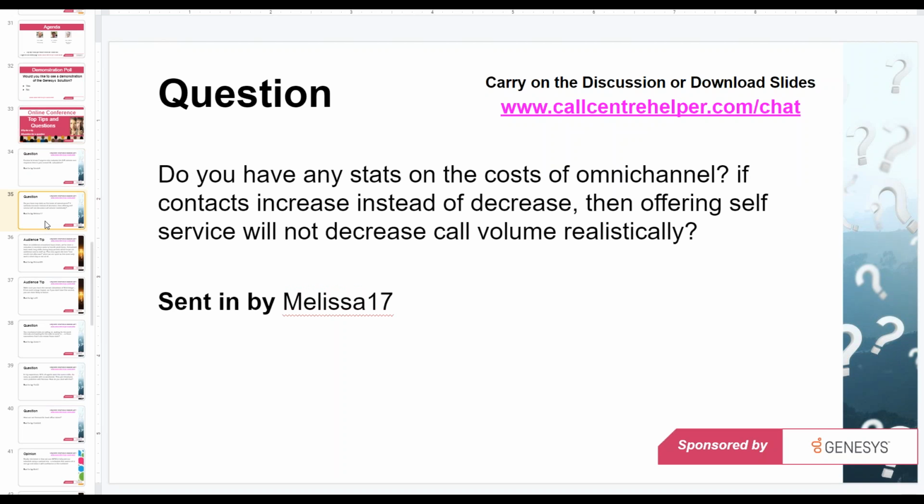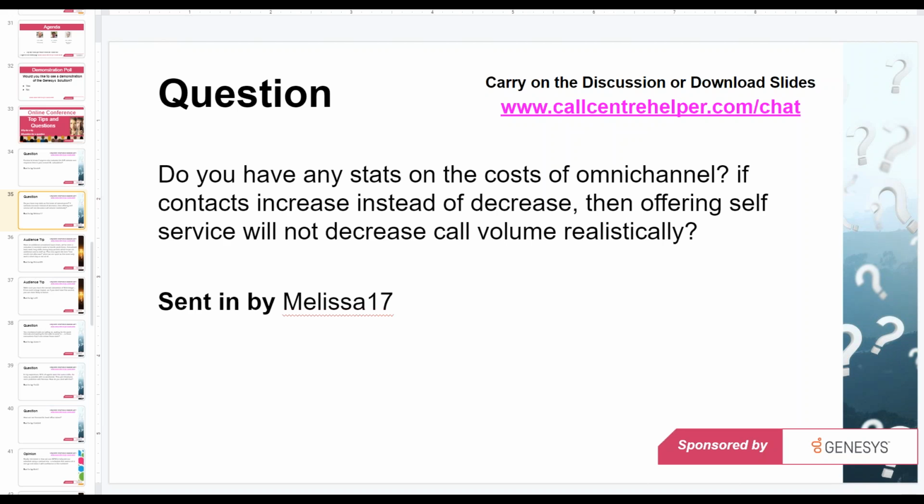Have you got any stats on the costs of omnichannel, if contacts increase instead of decrease, then offering self-service potentially wouldn't decrease call volume? I know. I think you're right. I don't know what the costs actually are, but John had talked about, I think, was there a 20%? No. I'm confusing two different slides.